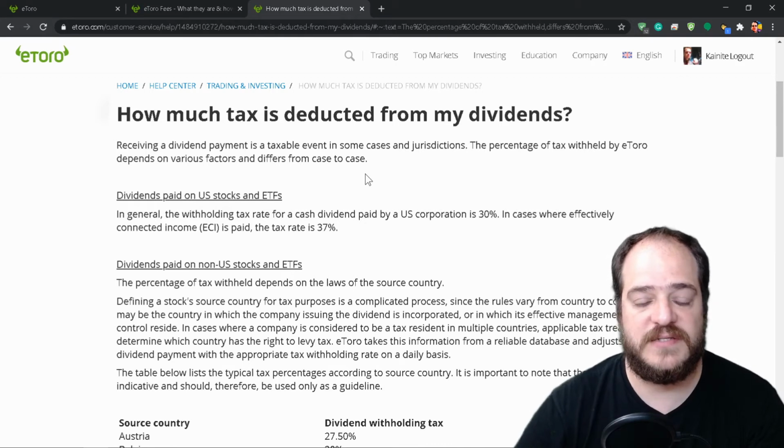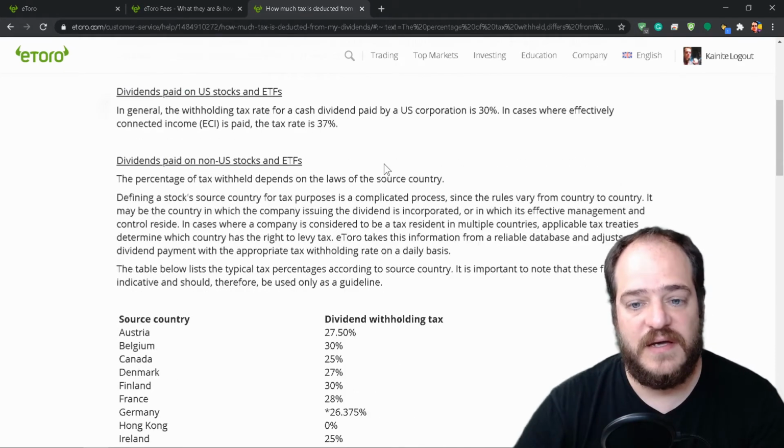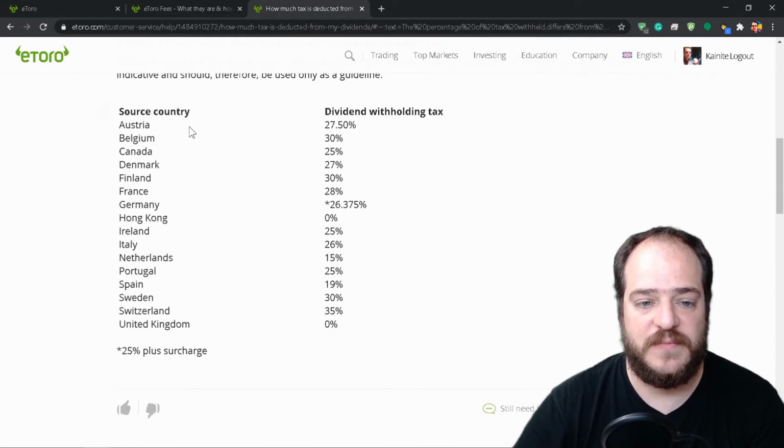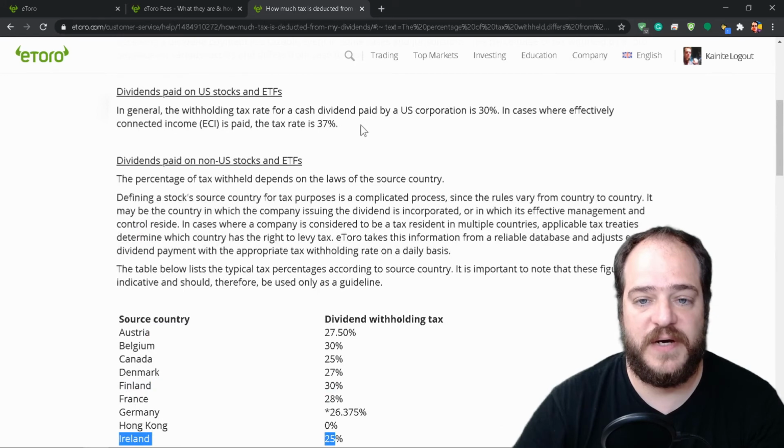But the problem is, as soon as I check the tax, I'm going to pay more actually than I'm going to receive. So how can we check this? One of the big important things is actually checking. So here, for example, for Ireland, it's 25%. If you buy stocks, so for example, I can give you SSE, which is a British company, I'm going to pay 0%, as you can see here.